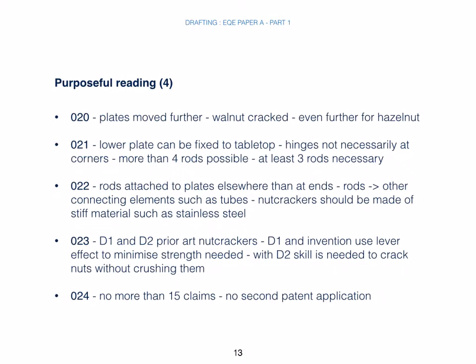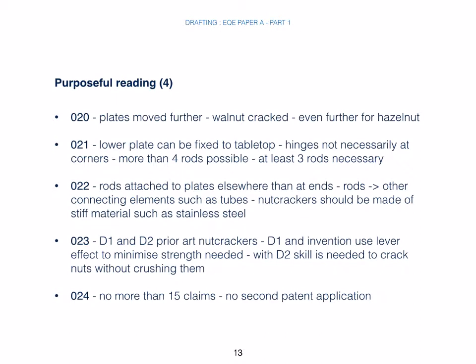Paragraph 20 says, if the plates 1 and 2 are moved further relative to each other, the walnut is cracked by the plate 2 and the rods 3, 4, 5 and 6, figure 11. When cracking a hazelnut, the plates 1 and 2 must be moved even further relative to each other before the hazelnut is cracked. So that was paragraph 20, plates moved further, walnut cracked, even further for hazelnut.